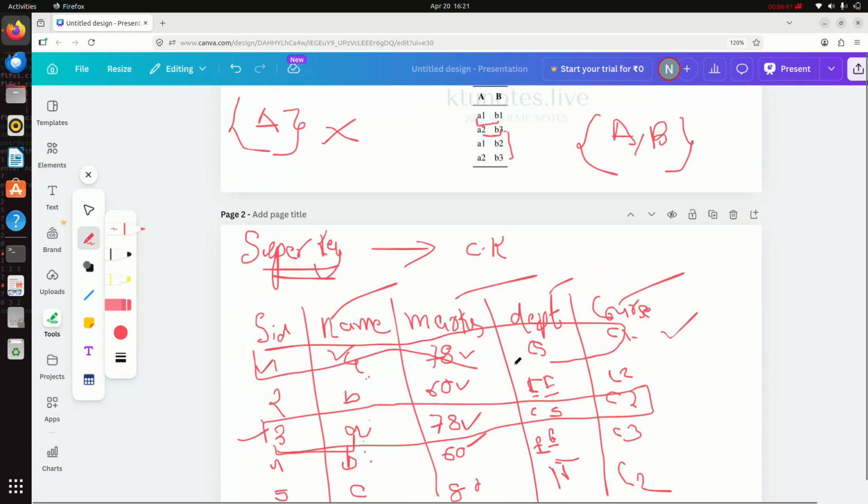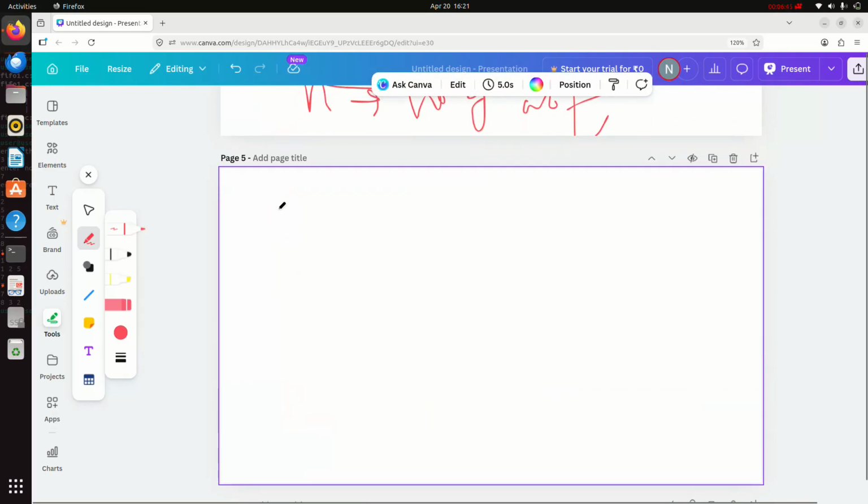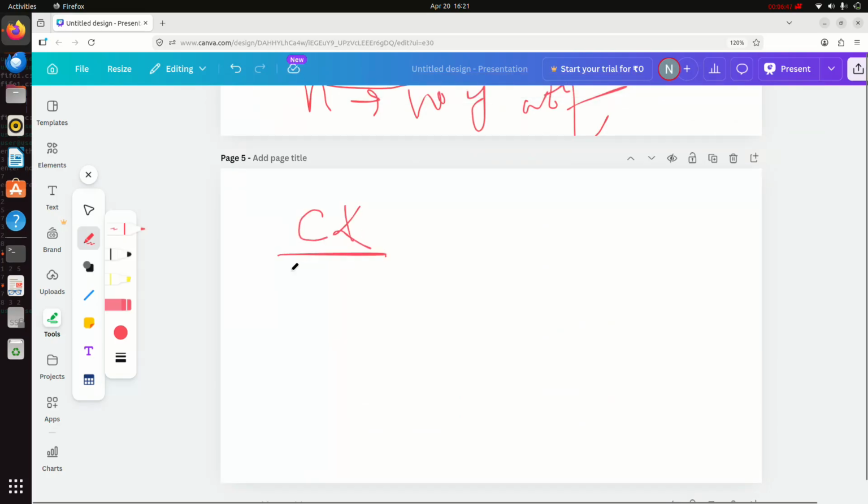So this is what we mean by super key. Now let's understand what we mean by candidate key. Candidate key, that is CK I am writing.